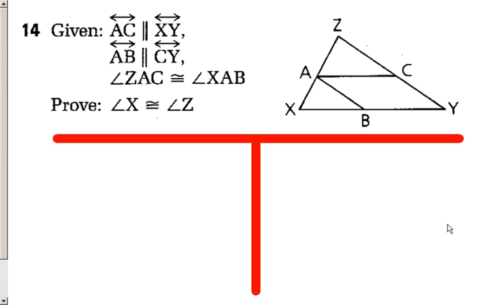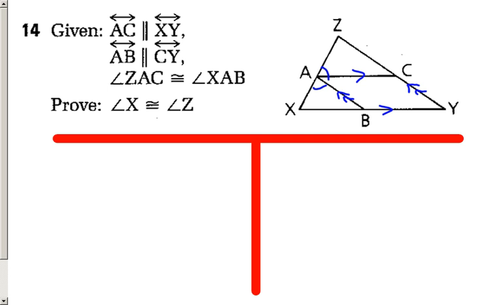Alright, here's number 14 from section 7.2 as requested. Looking at this problem, trying to prove that angle X is congruent to angle Z, given that AC is parallel to XY, given that AB is parallel to CY, and given that angle ZAC is congruent to angle XAB. Oops, that's the wrong angle. Angle ZAC is congruent to angle XAB. I'm trying to prove that angle Z is congruent to angle X.